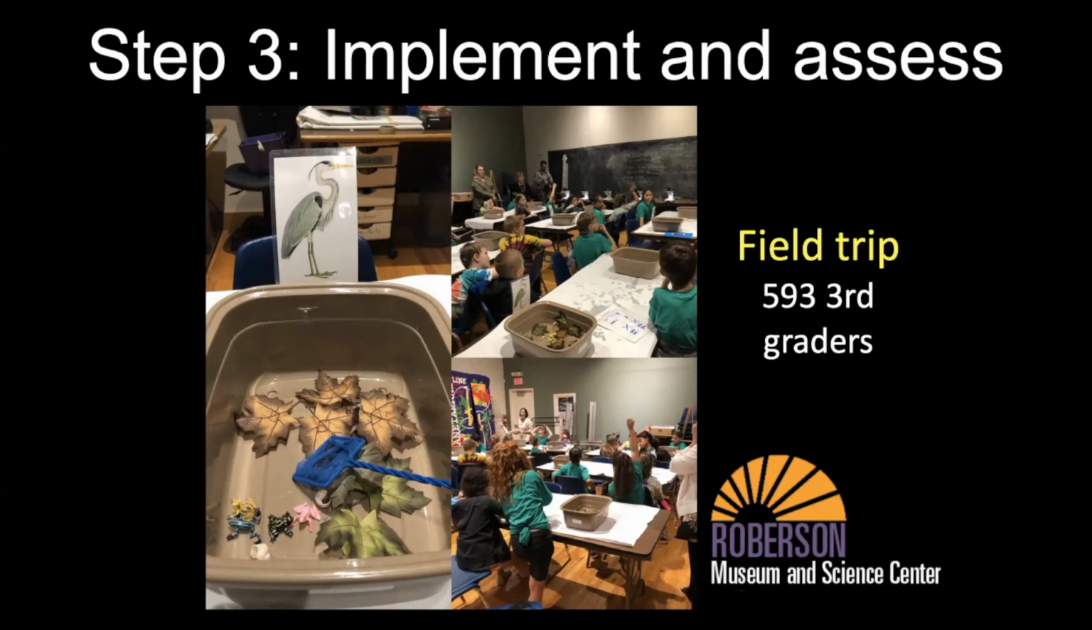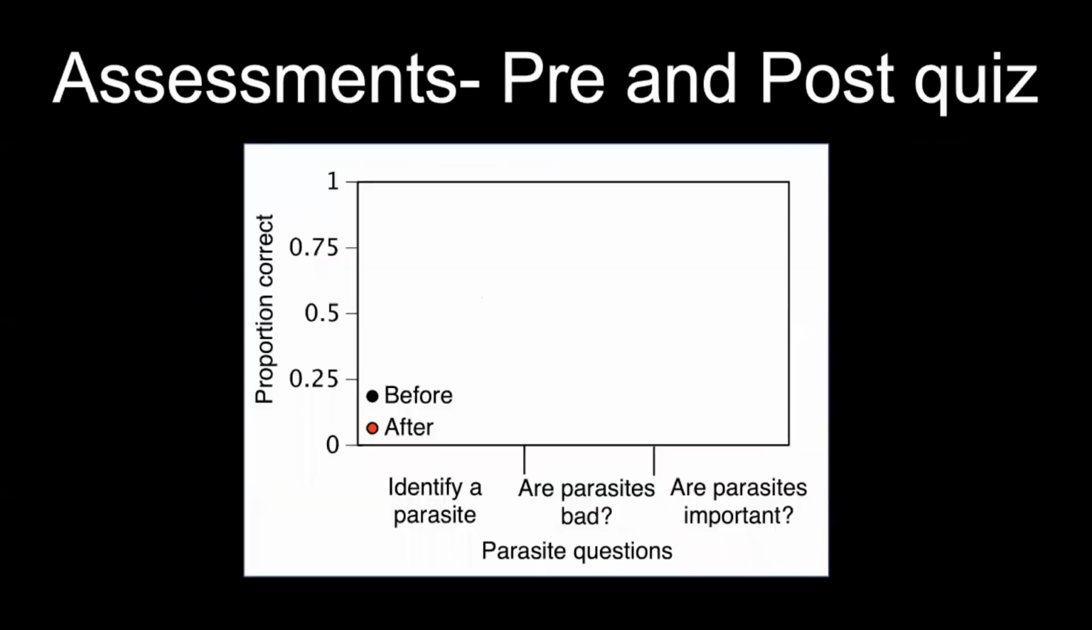And so thus far, we've reached 593 third graders. And what we did was we asked them to fill out a survey, a quiz, before and after participating in this event. So what I'm showing here is just part of the quiz. On the x-axis, I focused on the parasite question. We wanted to know, again, whether the use of art in the form of a children's book could help teach children about parasites. We asked them to identify a parasite. We asked them if parasites are bad for the ecosystem, or if parasites are important. That's the x-axis. The y-axis is proportion correct. And what you can see is in all cases, after participating in the lesson, students improved in their ability to answer these parasite questions.